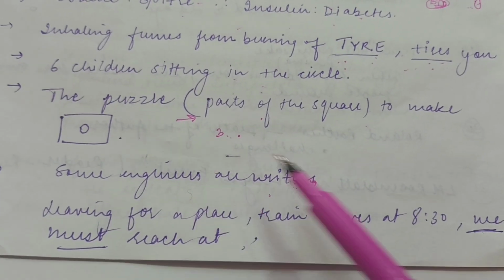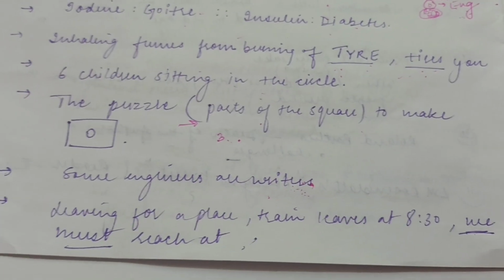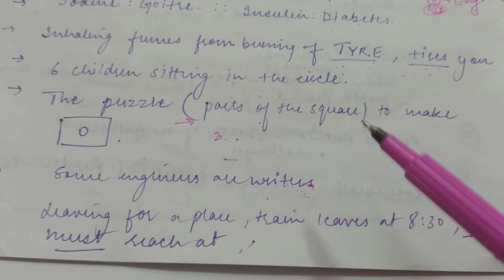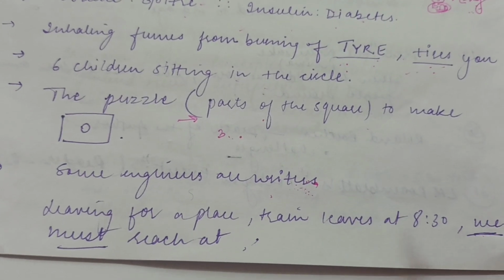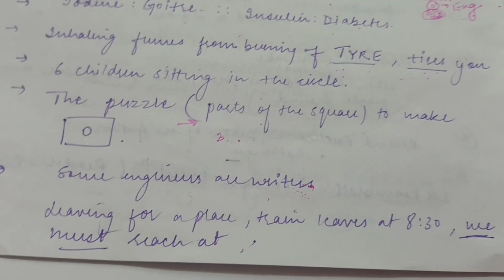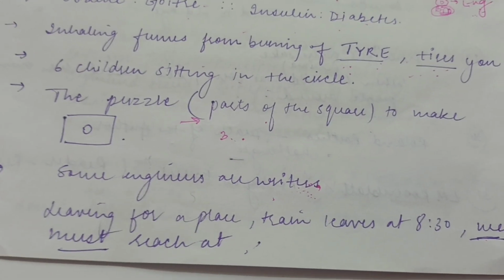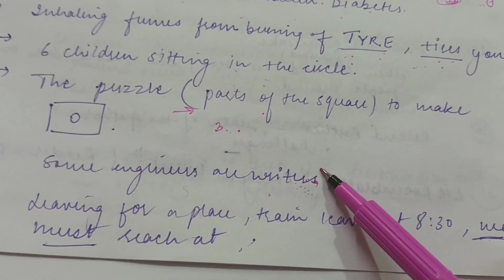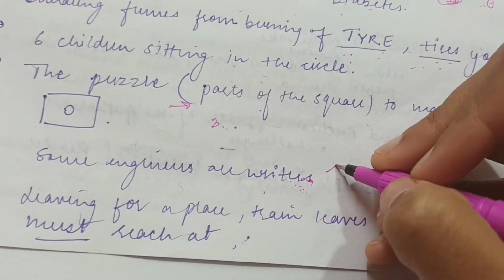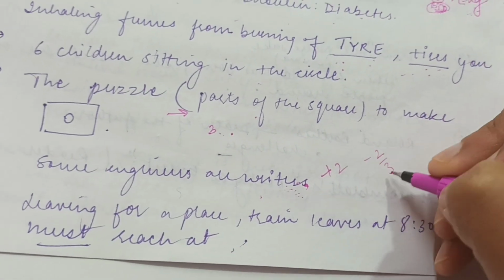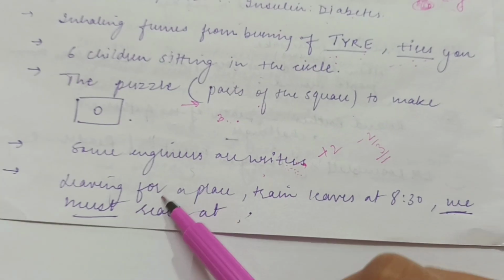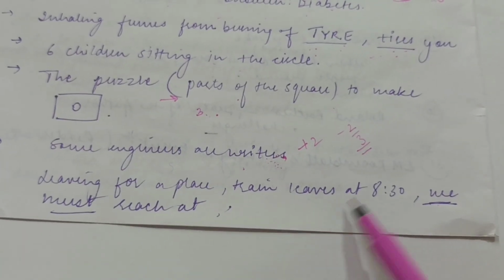So some engineers are writers, some writers are actors, or something like that. But I could not really boil down to one option which was correct. It was like all were correct. They were partially correct for me. I left this question because it was +2 and -2/3. I just let it be. This was easy. Leaving for a place, trains leaves at 8:30. We must. That's easy. That's really easy.